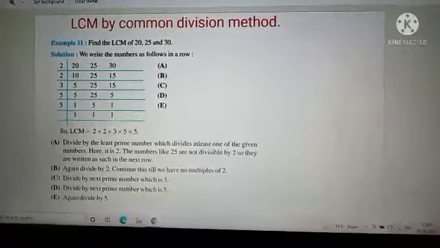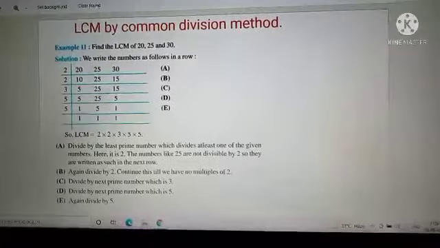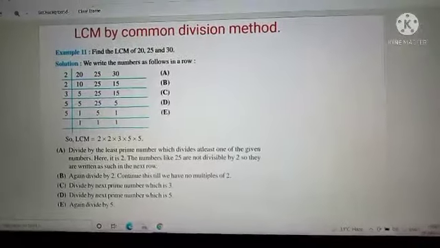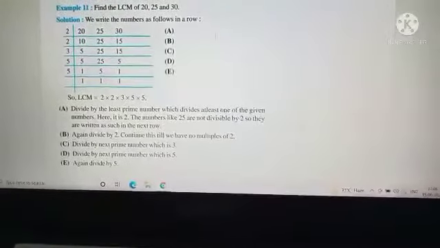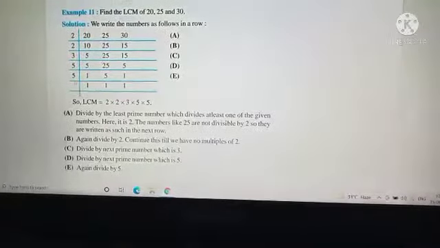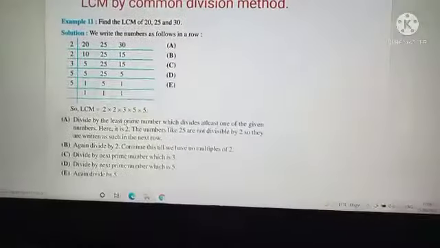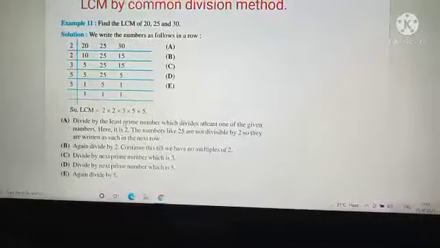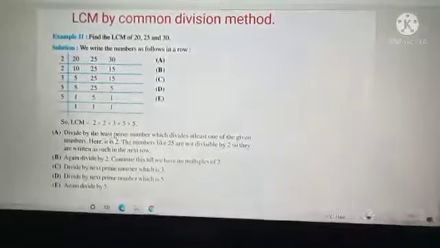Again divide by 5. If 5 is not possible, which number will we take? We will take 7. Yes. So after we get here like this, since it is 2 into 2 into 3 into 5 into 5, the LCM of this question is 2 into 2 into 3 into 5 into 5.